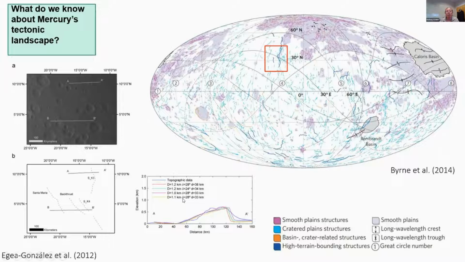And we see dips that are pretty predictable for features related to thrust faults, so dips near 30 degrees, and depths that go a lot deeper than they do in the smooth plains. So smooth plains structures probably root to something less than 10 kilometers depth, whereas these features are rooting down closer to 30 kilometers or deeper.